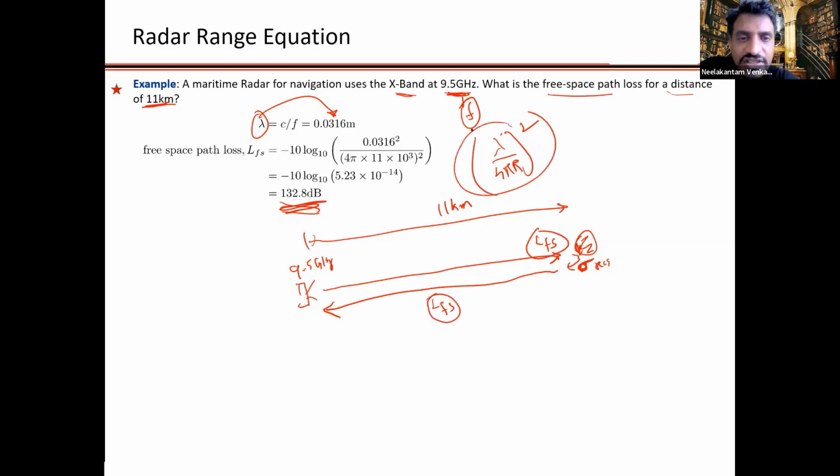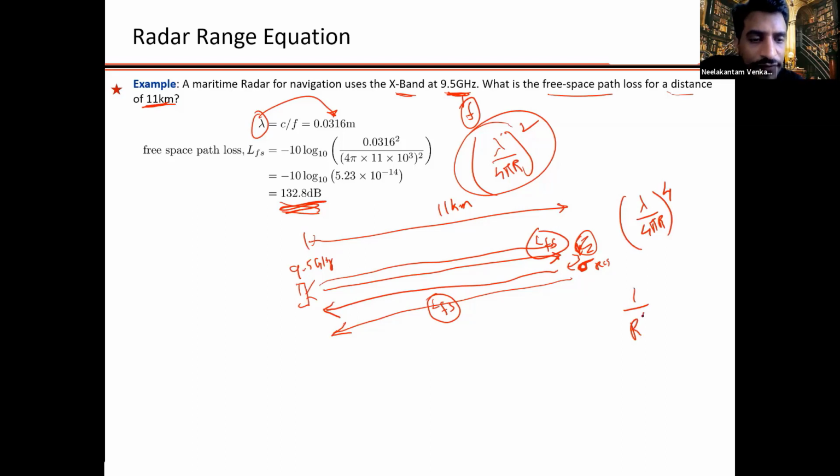That means this term will become to the power 4. You'll get lambda over 4 pi r, the whole power 4, something like that. You'll get a power factor of 4, because there is 1 over r square in the forward leg, and there's a 1 over r square in the return leg. So for radar, the loss is 1 over r to the power 4.